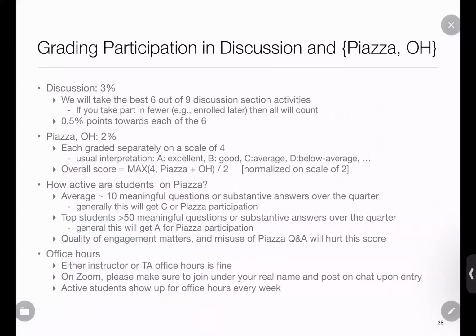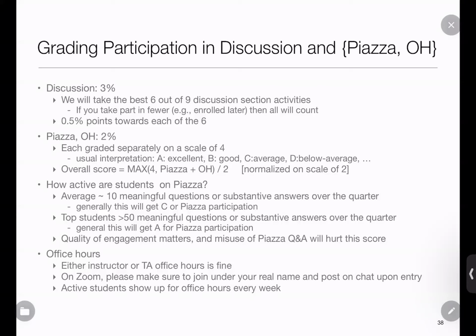On this final part, discussion and Piazza, I've given some more details, but essentially, you can be active on Piazza either by asking good questions, not random stuff, and likewise answering questions. Piazza has tools by which I can easily collect statistics.